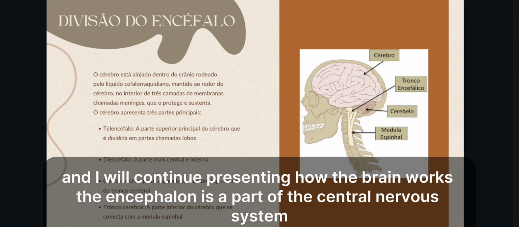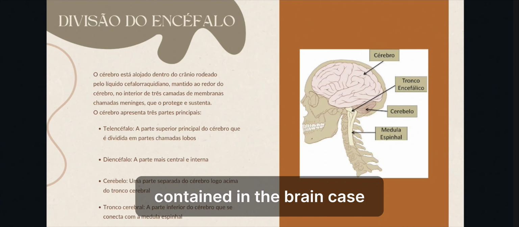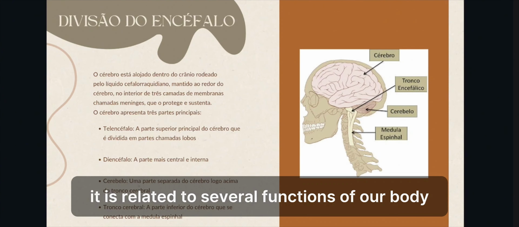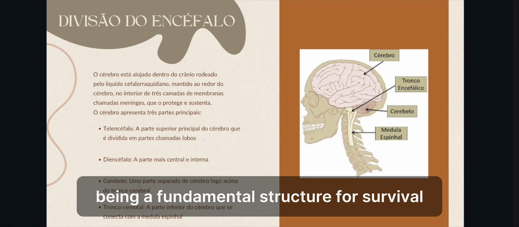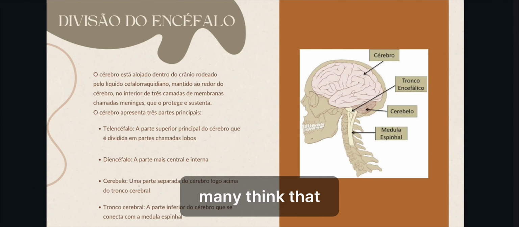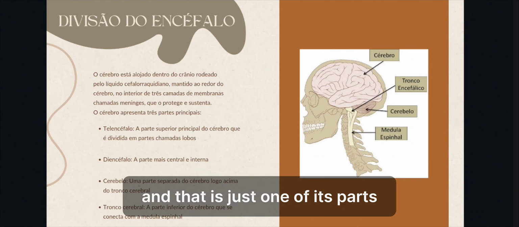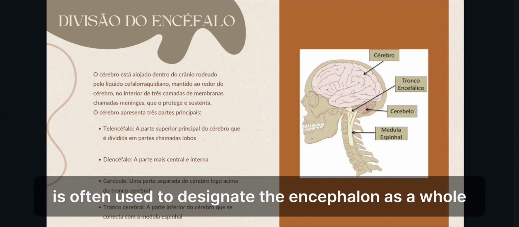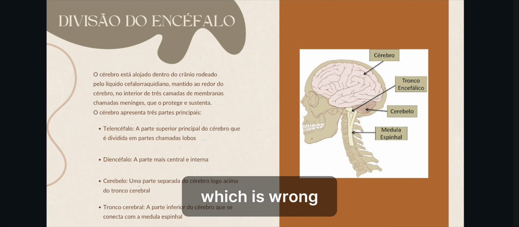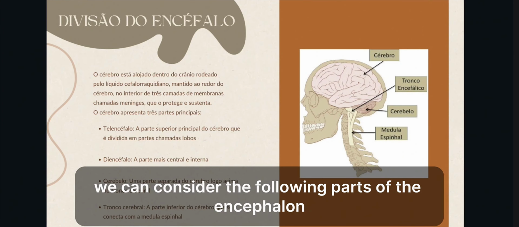The encephalon is a part of the central nervous system contained in the brain case. It is related to several functions of our body, being a fundamental structure for survival. Many think that the encephalon is just made up of the brain, and that is just one of its parts. But the term brain is often used to designate the encephalon as a whole, which is wrong. We can consider the following parts of the encephalon.